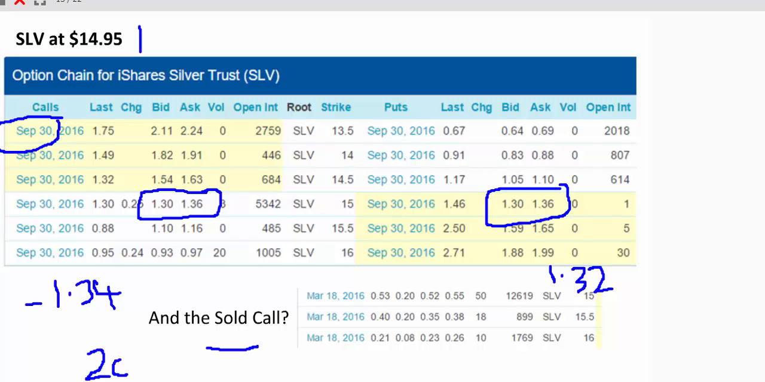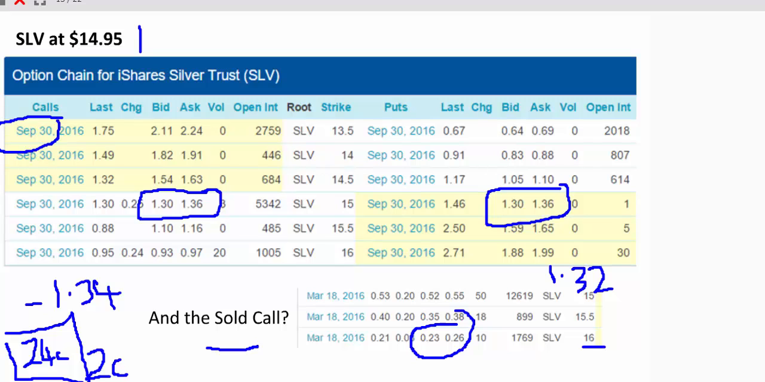Now, the sold call. If we looked at a March call and we sold slightly out of the money, let's say we sold a $16 call, and that brought us in, let's say, 24 cents. Then in month one, we're making 24 cents premium. Okay, so that's our return. So our cost at this stage is 2 cents.